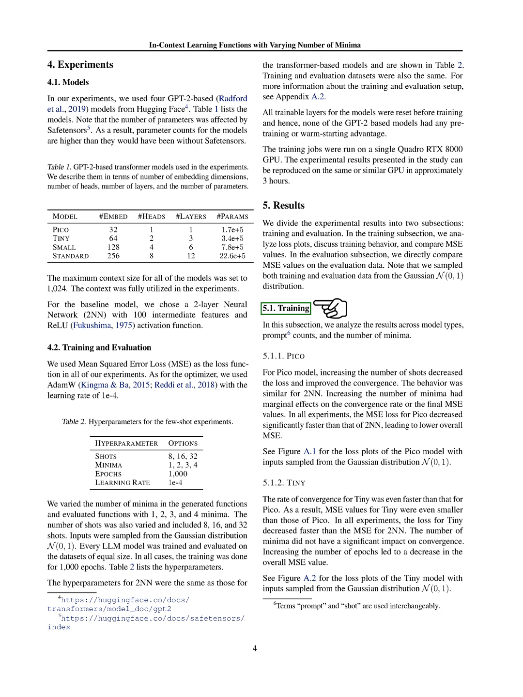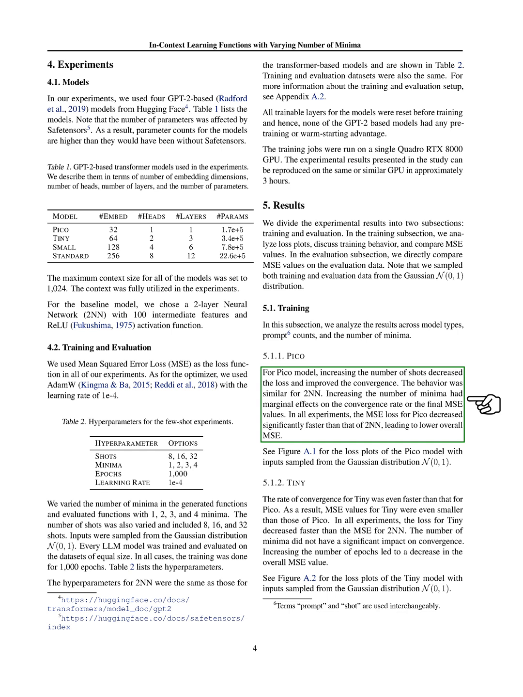In the training phase, we examined the results across different model types, the number of prompts, and the number of minima. For the Pico model, we found that increasing the number of shots led to a decrease in loss and improved convergence. This was also true for the 2NN model. However, increasing the number of minima had only a slight effect on the rate of convergence or the final MSE values. In all our experiments, the Pico model's MSE loss decreased much faster than that of the 2NN model, resulting in a lower overall MSE.